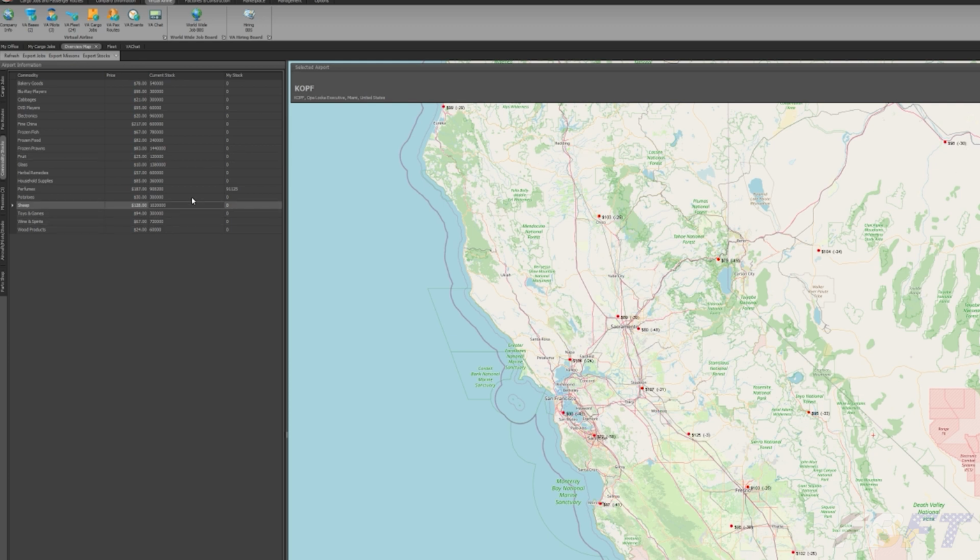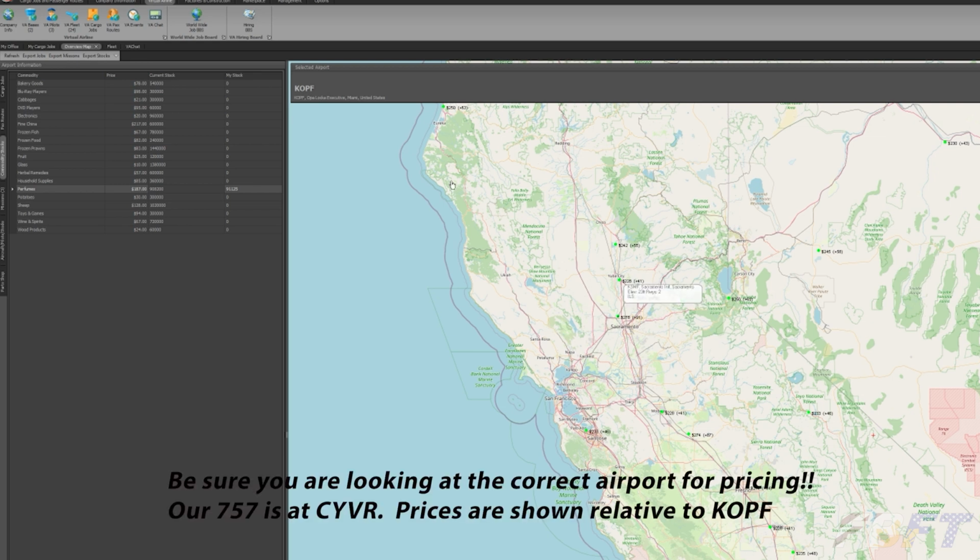Fuel deducts from that. So again, we're going to look here and just try and find something that's going to give us some profit. There we have it into SMF. Oh, actually, yeah, here, I've got Opa-locka up.